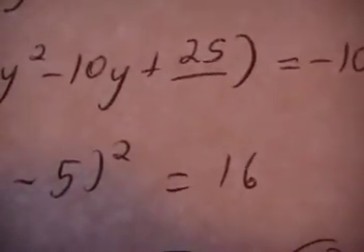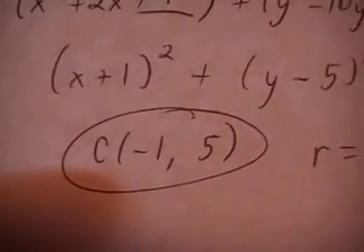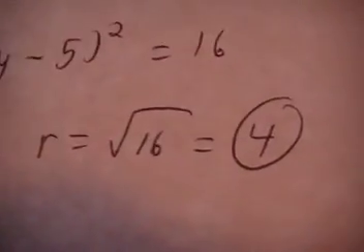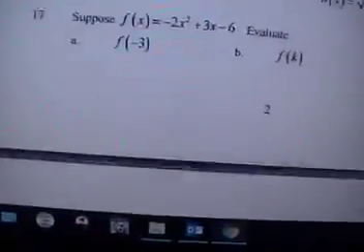The radius is the square root of this equals number. Square root of 16 is 4. So there's a center of negative 1, 5 and a radius of 4, which is the answer to the problem. Now jump down to 22F.